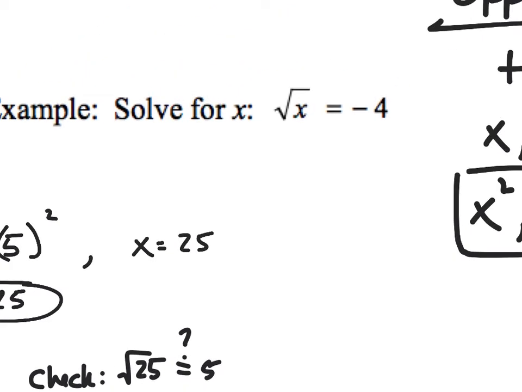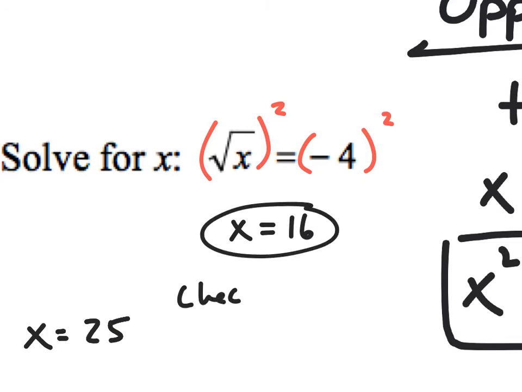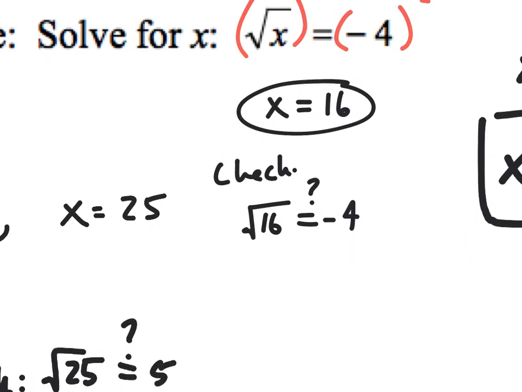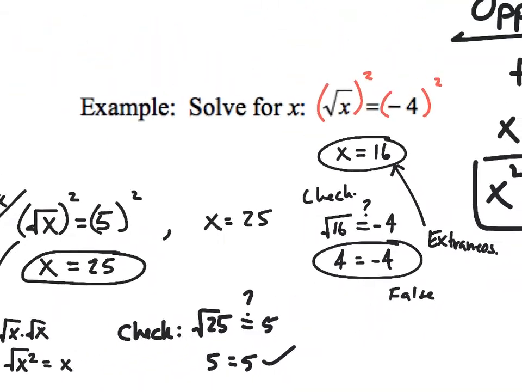But let's take a look up here, where the square root of x is equal to negative 4. Now what I want to do is solve this, so I'm going to do the same thing and square both sides. What I end up getting is x on this side, and that's going to equal positive 16, because negative 4 times negative 4 is positive 16. But let's check. If I check this in the original equation, does the square root of 16 give me negative 4? It actually doesn't. We get that 4 is equal to negative 4, and this, my friends, is false. Therefore, x equals 16 we call an extraneous solution. So we do want to make sure that we check our answers.